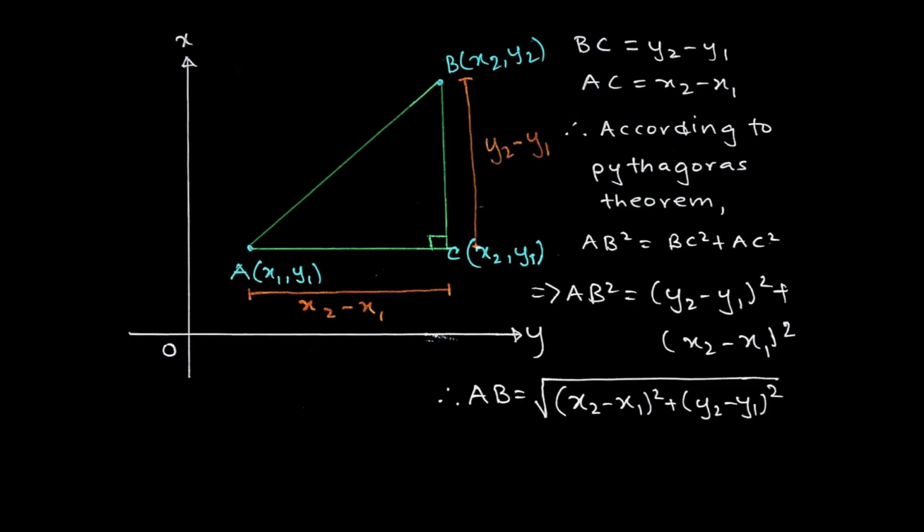Here we already know the values of BC and AC. We can put the values of BC and AC in the equation and then square root the equation to make AB the subject. Hence, we can deduce that the distance between 2 points can be found using the formula: distance AB is equal to root over (x2 minus x1) whole square plus (y2 minus y1) whole square.